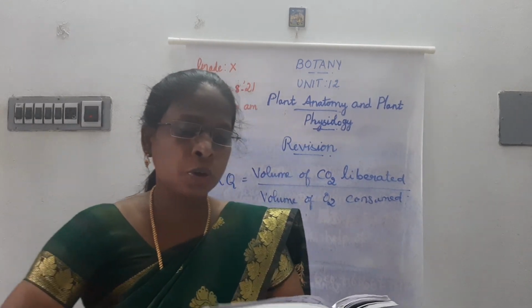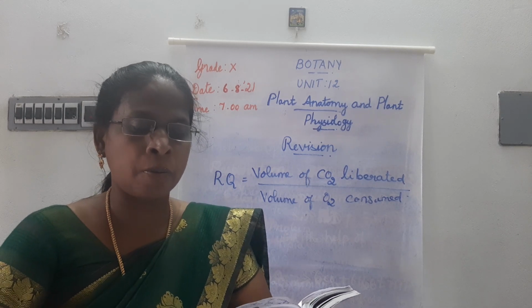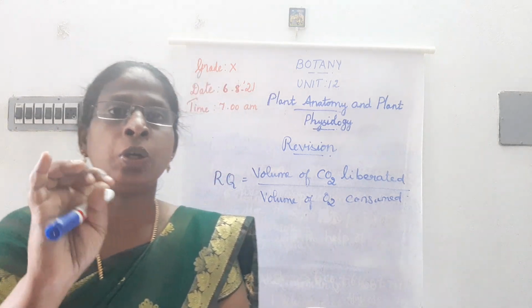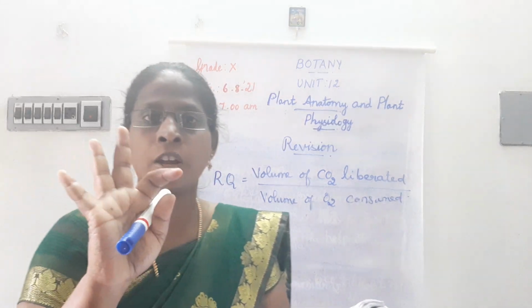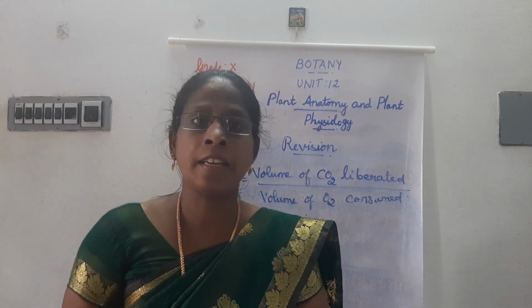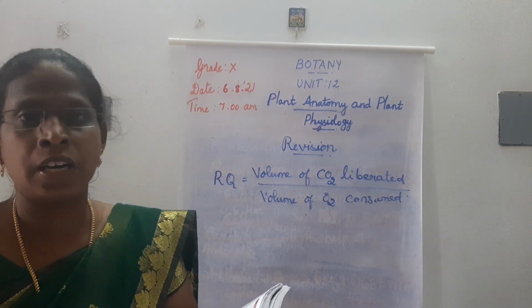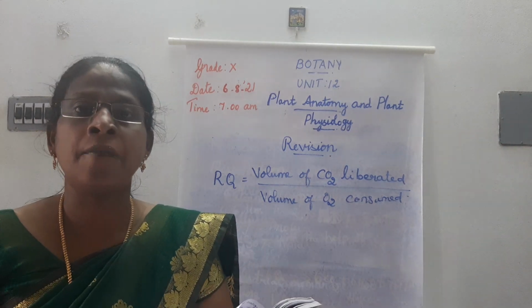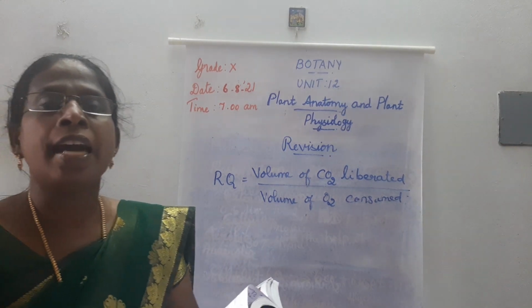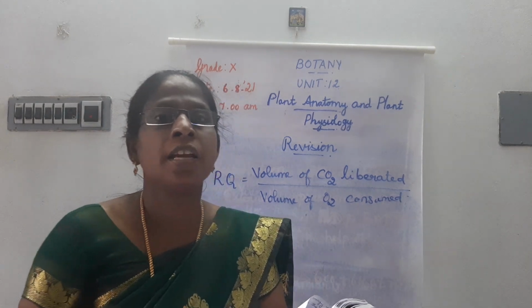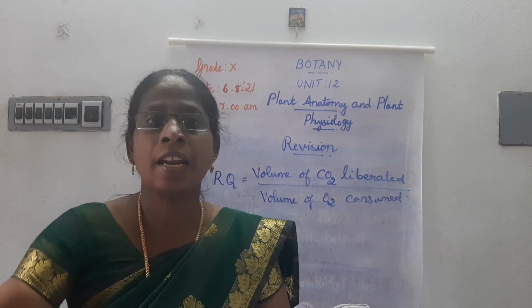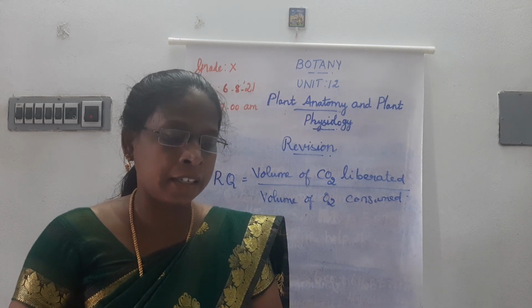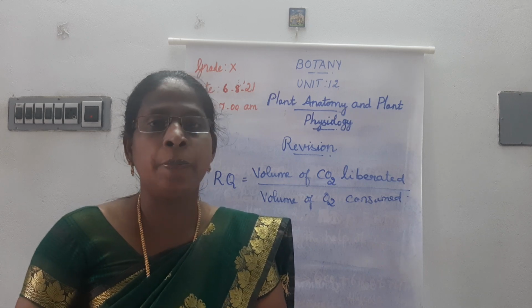Next one: why should the light dependent reaction occur before the light independent reaction? There are two phases in photosynthesis, the light dependent reaction and the light independent reaction. The light dependent reaction takes place during the daytime, when sunlight is present. The light independent reaction takes place in the dark, when there is no sunlight.